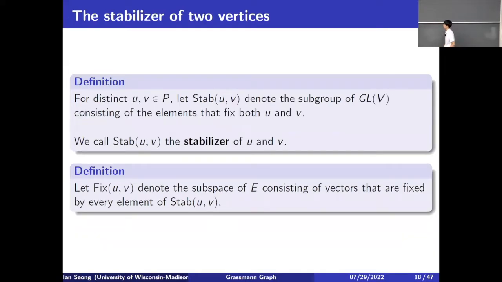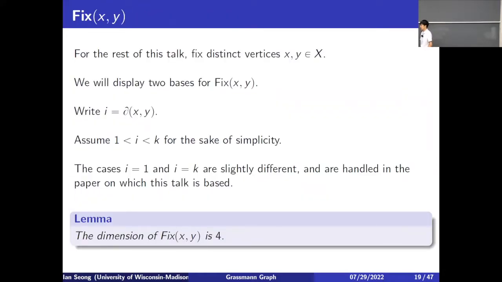Okay, so let's have a look at that. So for distinct U and V in P, we let stab of U and V denote the subgroup of GLV consisting of elements that fix both U and V. And again, we call stab UV the stabilizer of U and V. And similarly, we can define fix of U and V. We just let that be a subspace of E consisting of vectors that are fixed by every element of stab U and V. So the rest of the talk is going to be an intense description of what's going to happen within fix X, Y.